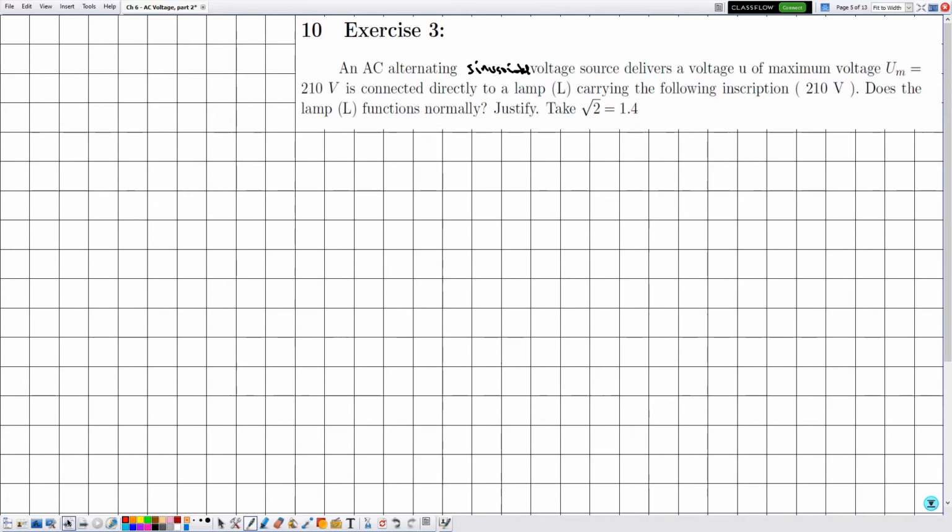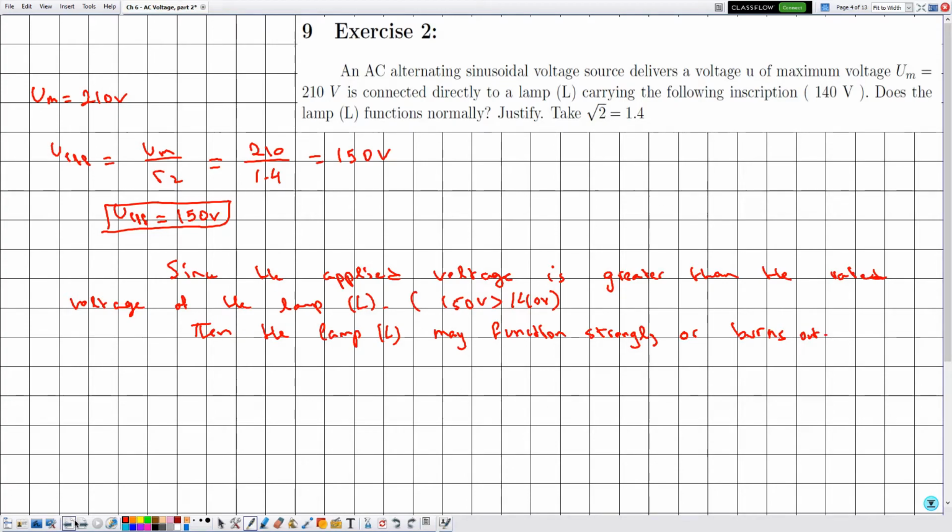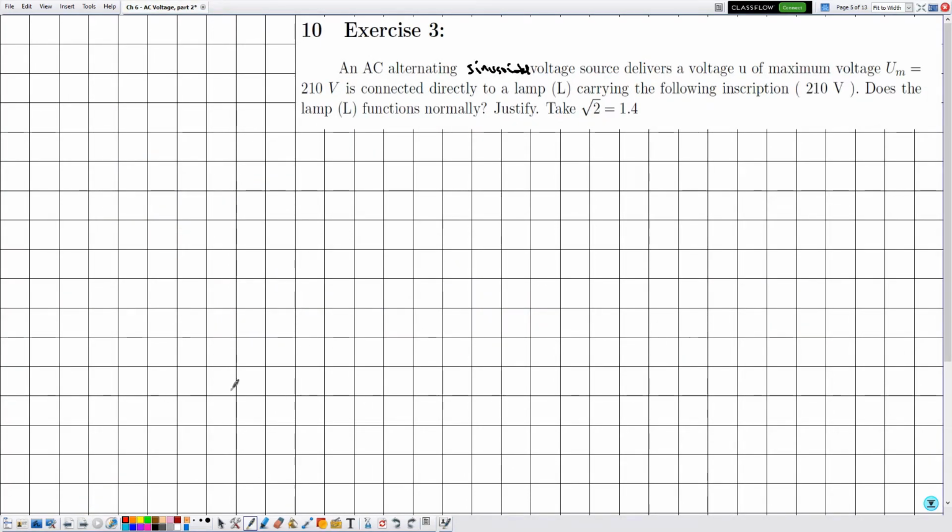So now, previously the indication of the lamp was 140 volts, now 210 volts. Does the lamp L function normally? Justify. Take square root of 2 is equal to 1.4. Now, at first glance, one might think that 210 volts is equal to 210 volts, which means that the lamp will function normally. But recall that in order to describe the functioning of the lamp, we need to calculate the effective voltage, which is given by UM divided by square root of 2, which is 210 divided by 1.4. And in this case, the value of the effective voltage is 150.